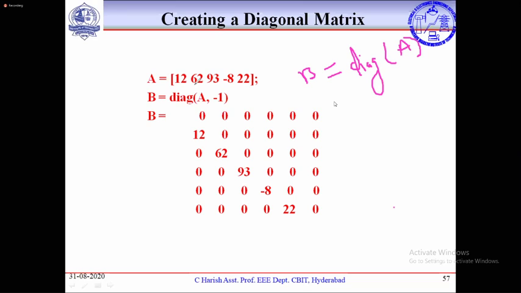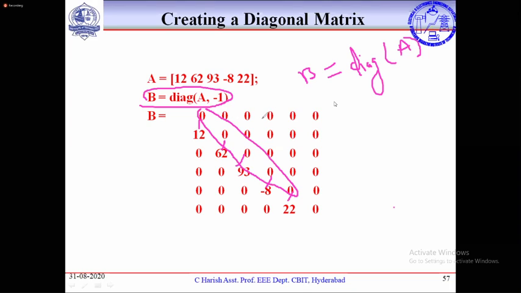Block diagonal elements are 12, 62, 93, minus 8, 22. So these will be filled with these values and the matrix size will be 5 by 5. Now what is it saying? Diagonal of a comma minus 1 means you have to shift these block diagonal elements to the bottom side. So b equal to diagonal of a comma minus 1 will shift these values from the block diagonal. So this matrix dimension is getting modified. Previously it is 5 by 5. Now it will be 6 by 6.